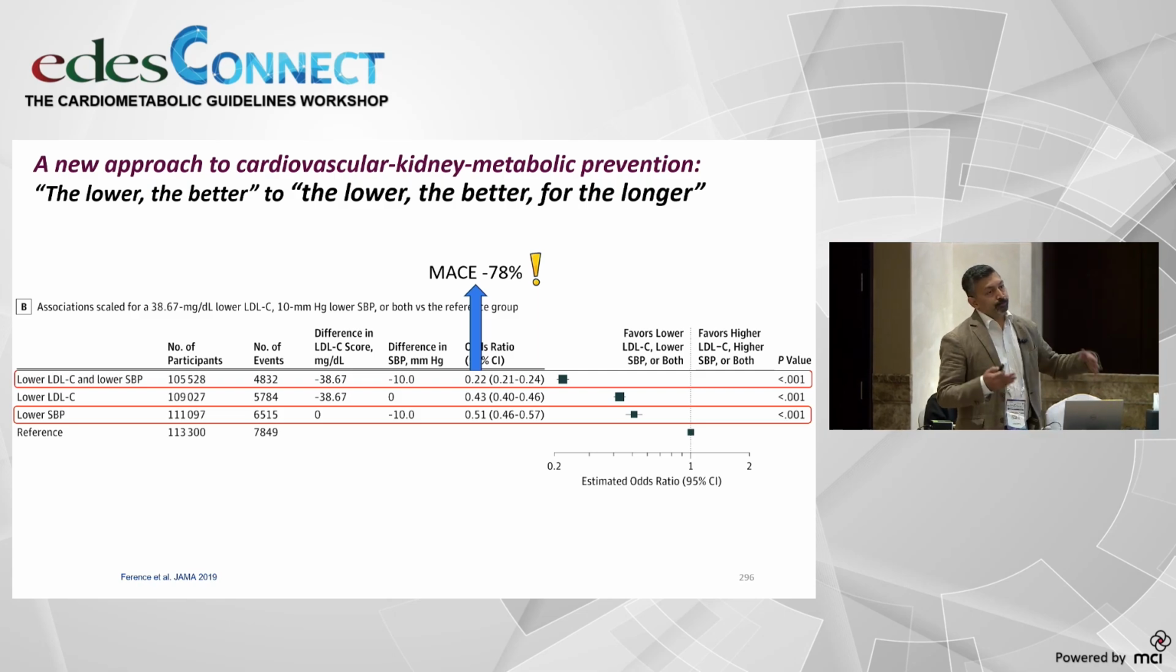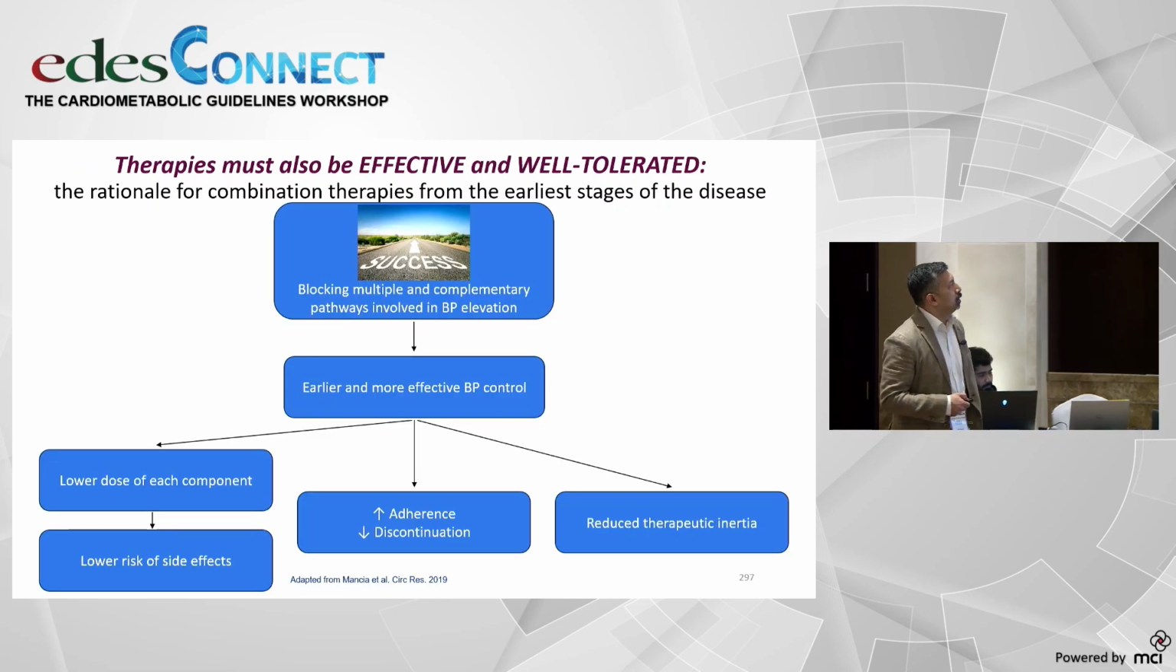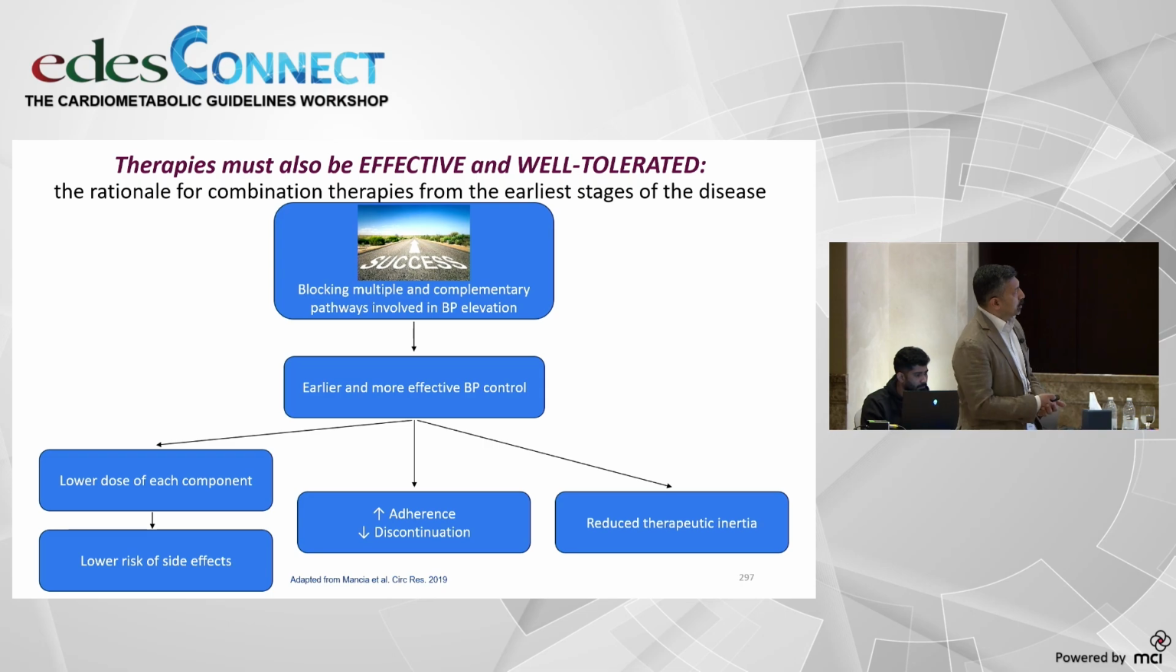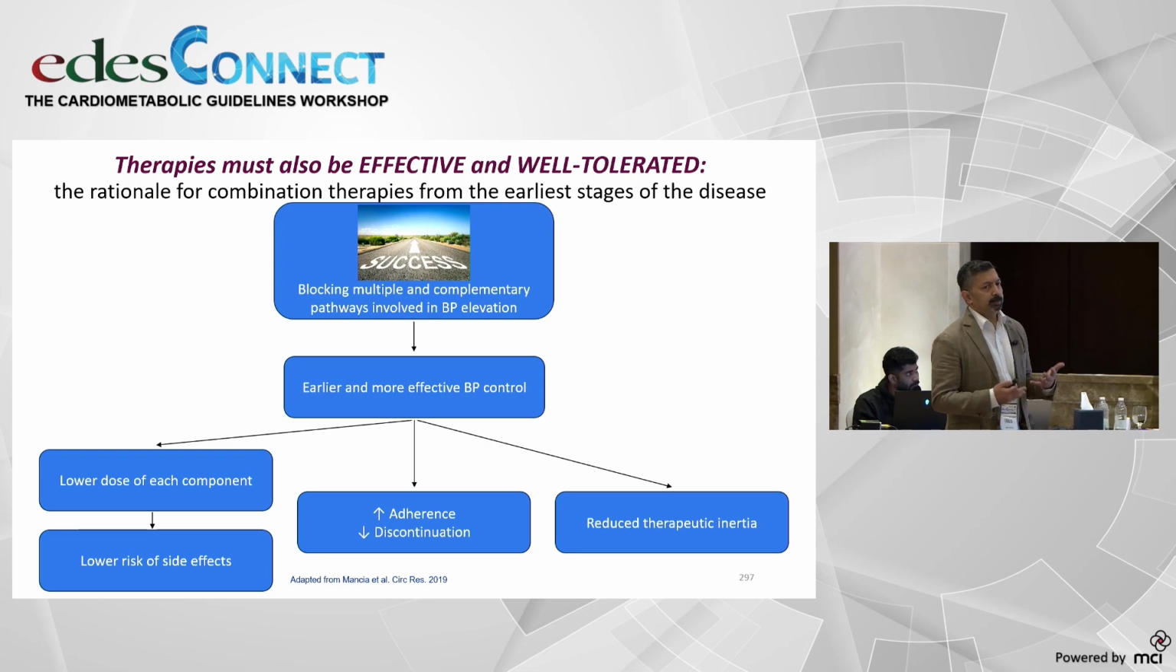So if we intervene early in our patients to lower their blood pressure and lower their blood cholesterol, we will achieve those kinds of reduction figures. So then how can we do that? We like to use medication combinations. And there are many benefits. What are the benefits of using these combinations?